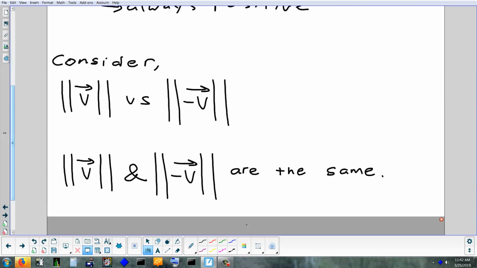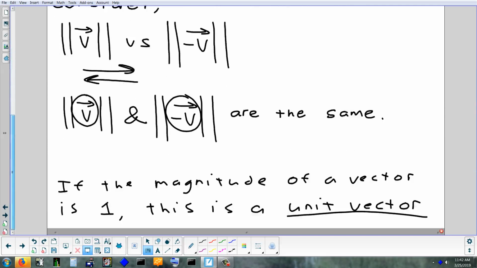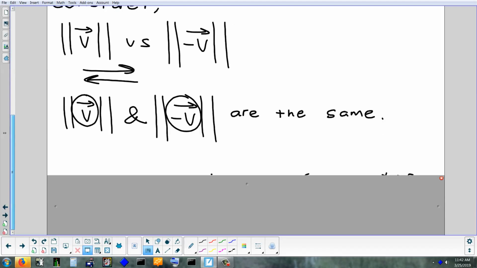Their lengths aren't any different, but if you just look at the vector inside, it is pointing opposite directions. One's going like this, one's going like that. But they are the same length. All right. Now, if the vector comes out to a certain length, it has a special name.